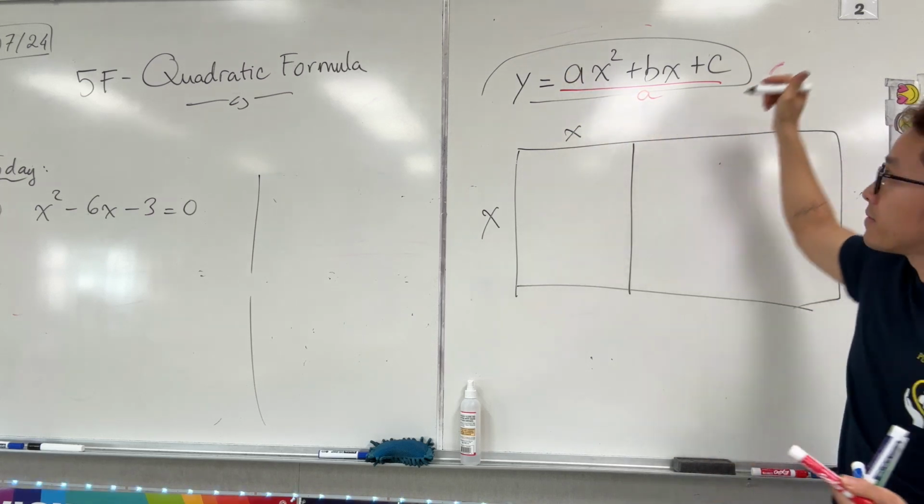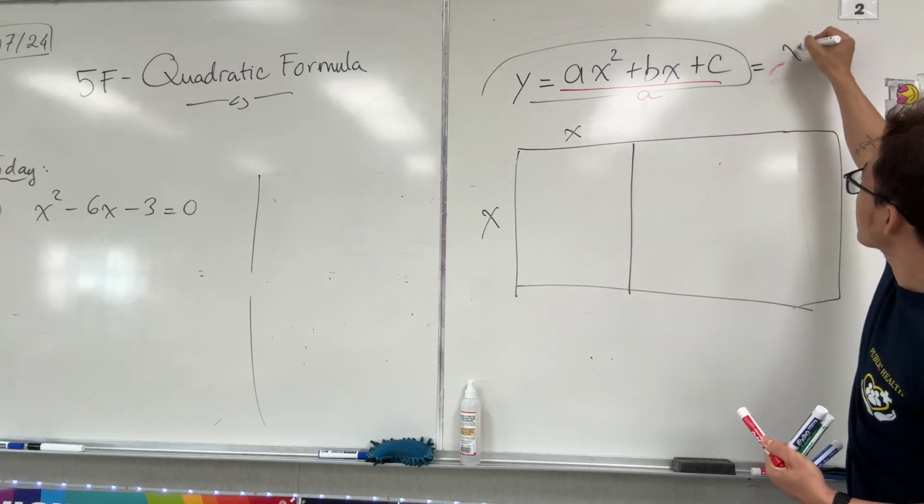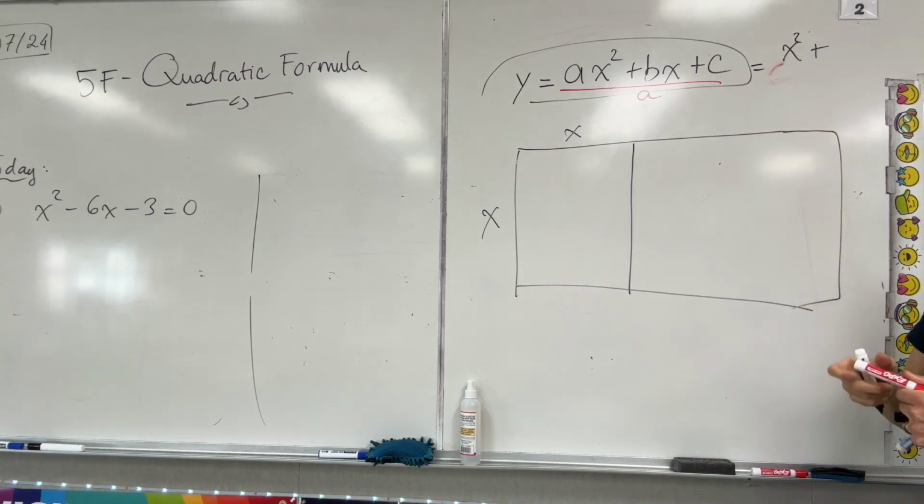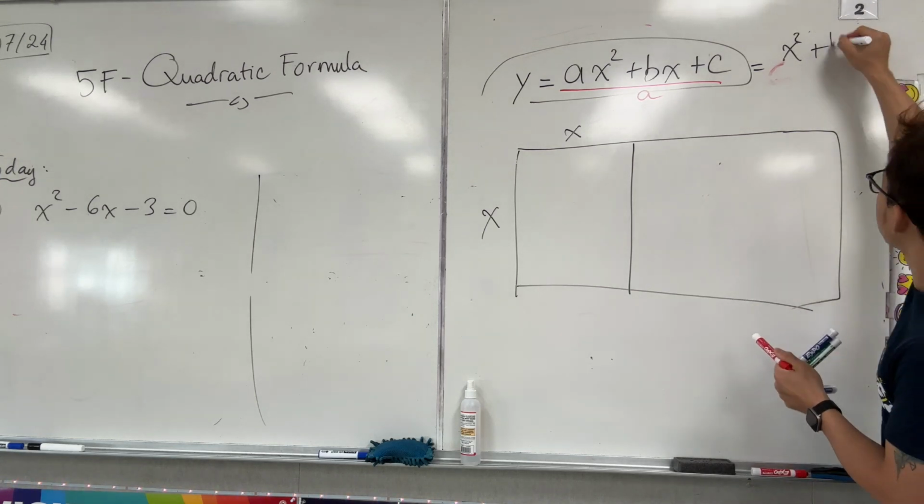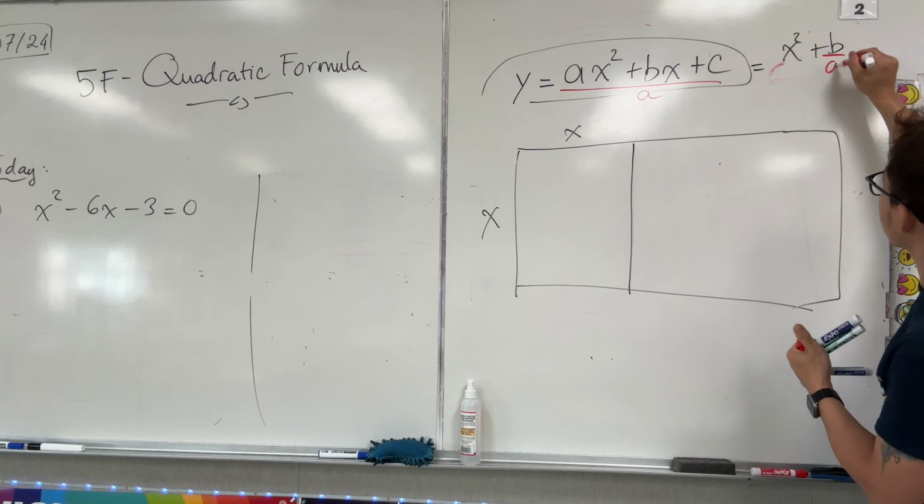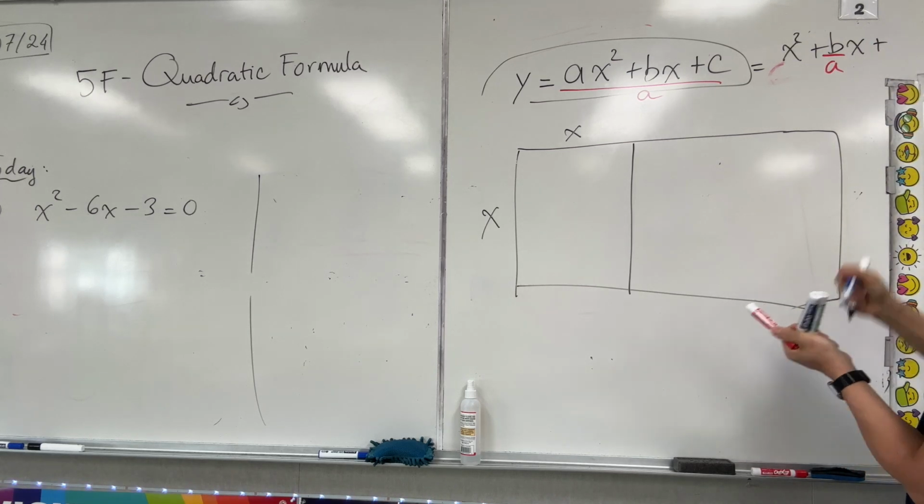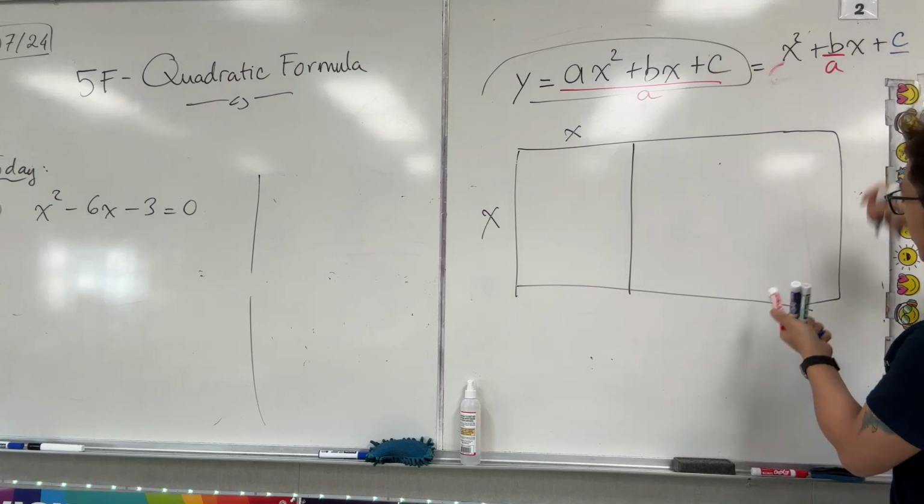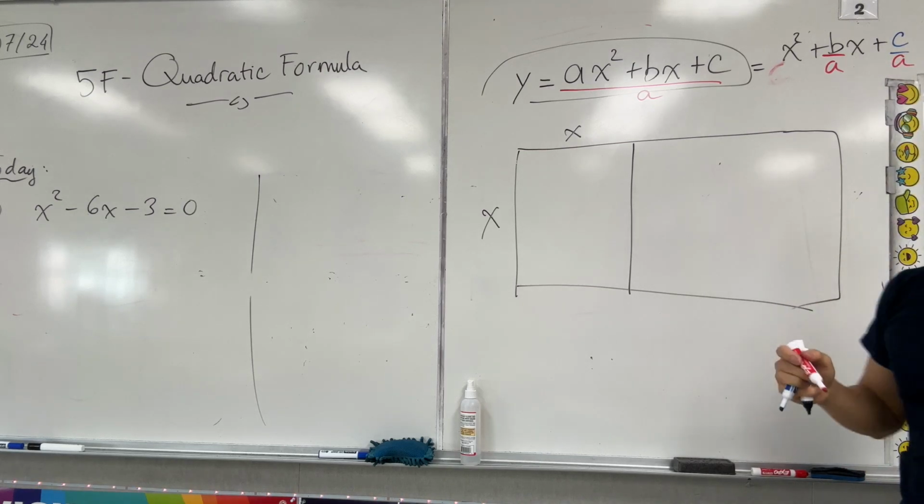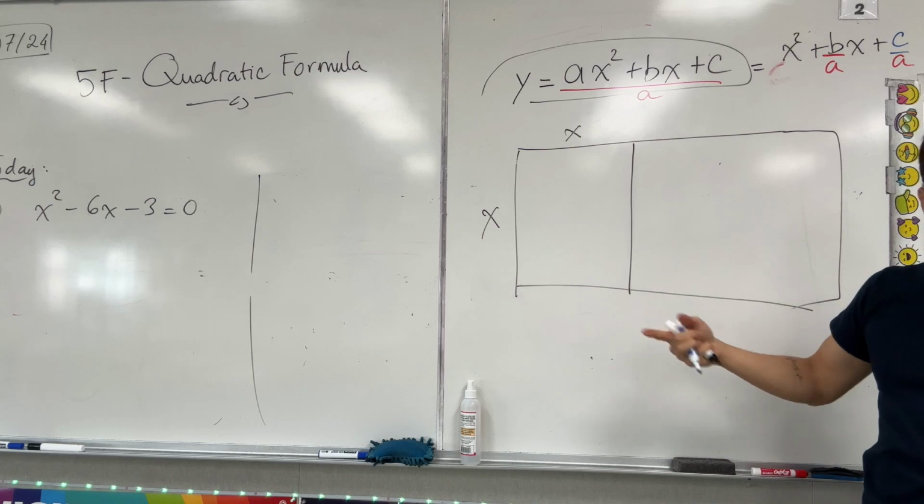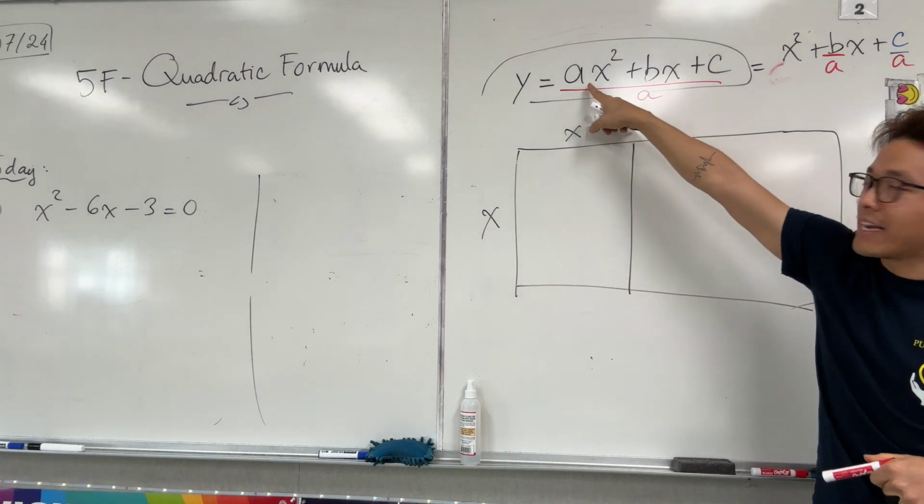So what do you have? x squared plus b over a, b over a. Very good. x plus c over a, c over a. You got it. This is the same thing we did before because we don't want any number on the front.